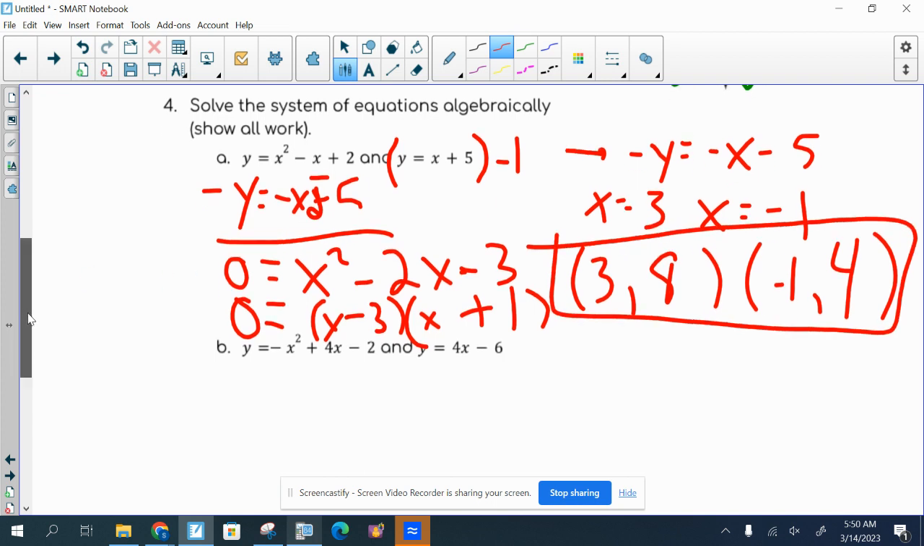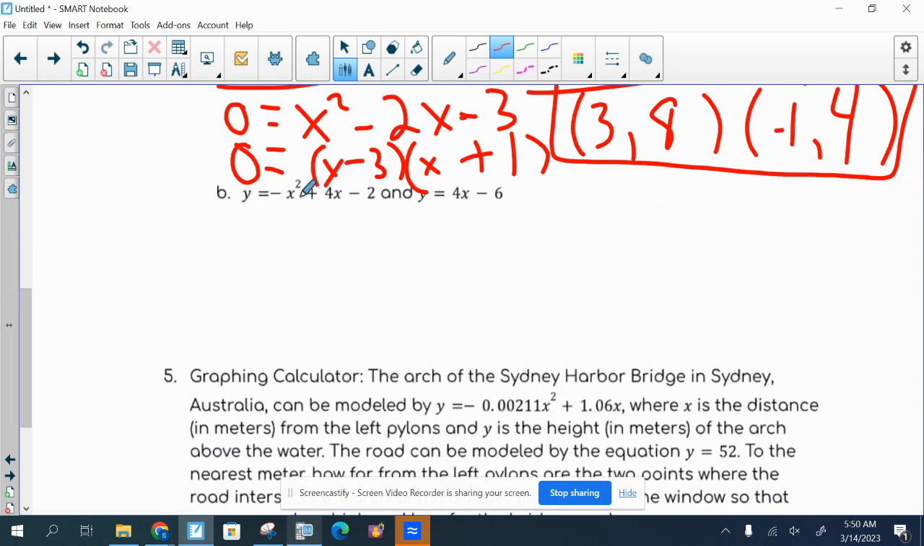So that's elimination. For substitution, you get them both as y equals. Here they already are, and then you just set them equal to each other. So we can say negative x squared plus 4x minus 2 equals 4x minus 6. And then I'm going to move everything over to one side.